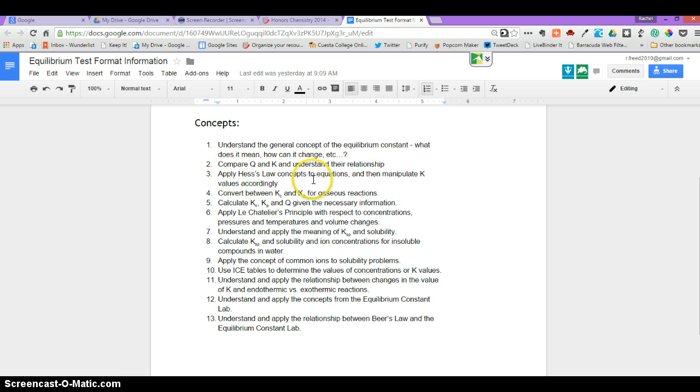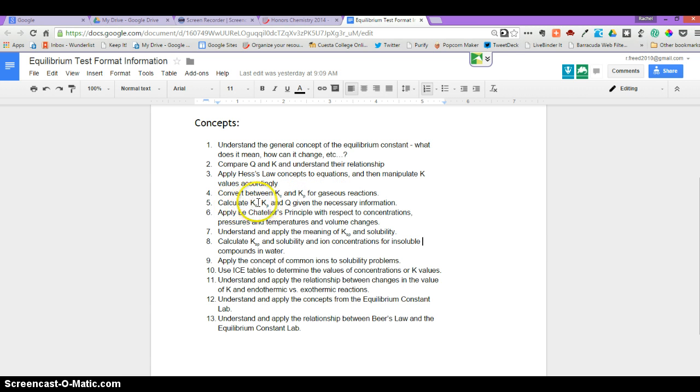You should be able to apply Hess's law concepts to equations and then manipulate K accordingly. For example, if you add 2 equations together, you multiply their K values. If you double a reaction, if you multiply it by 2, you have to square the K value. Okay, you need to be able to convert between Kc and Kp for gaseous reactions. Remember to look at the number of moles of gas, products minus reactants, to get delta N.